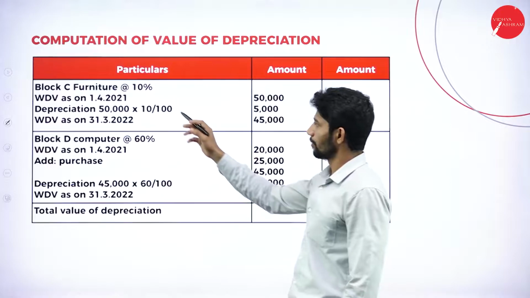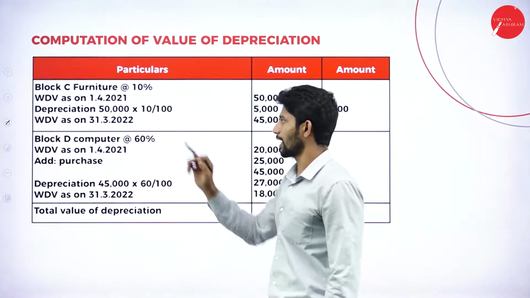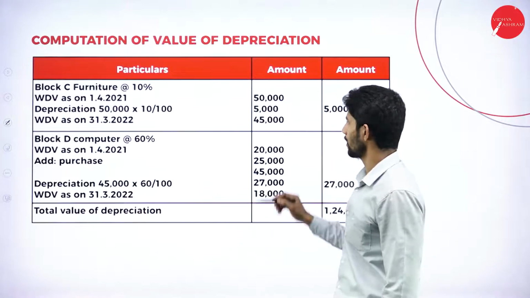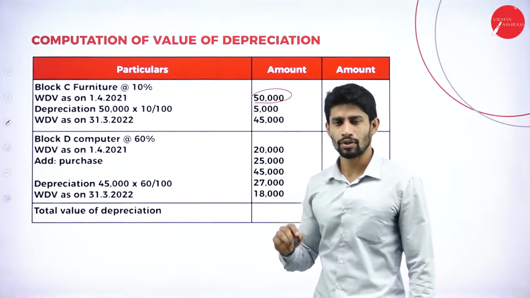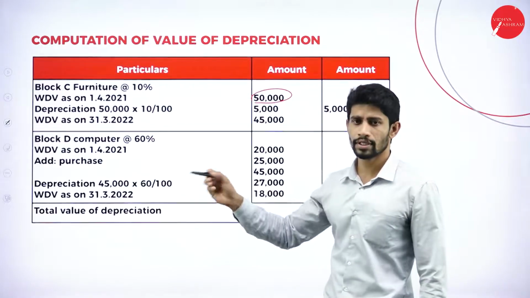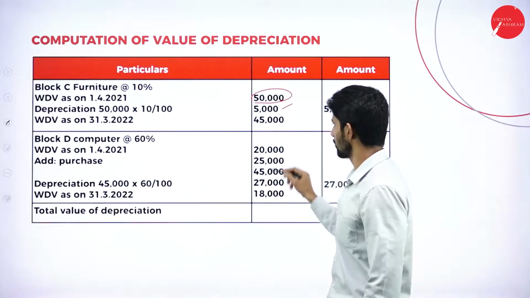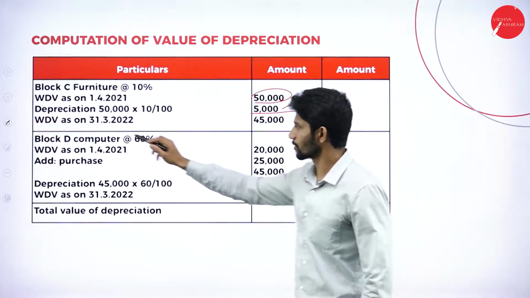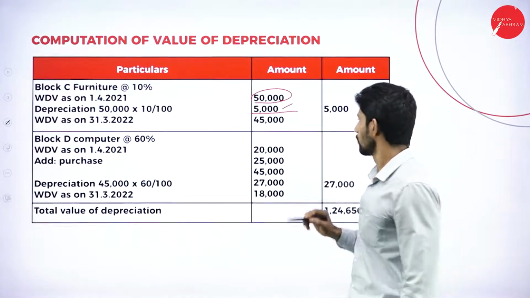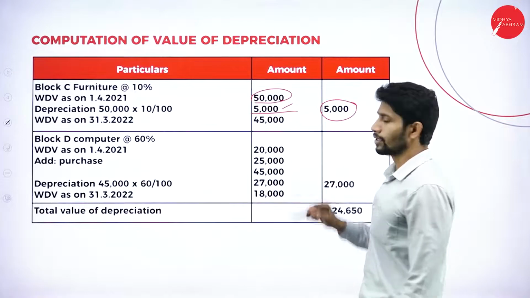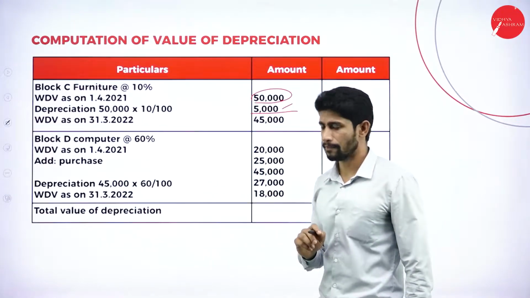So moving on, block C, furniture at the rate of 10%. The written down value as on 1/4/2021 is 50,000. So depreciation on 50,000. No furniture is purchased, no furniture is sold. So if you calculate 10%, you will get 5,000. So the balance 45,000 is called written down value as on 31st March 2022, and 5,000 is the value of depreciation with respect to block C.